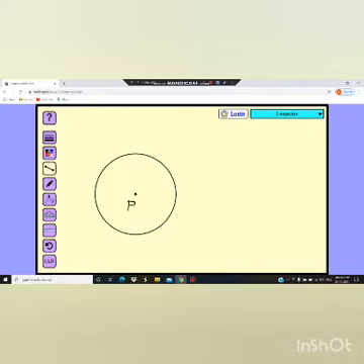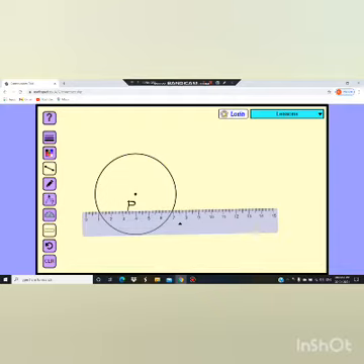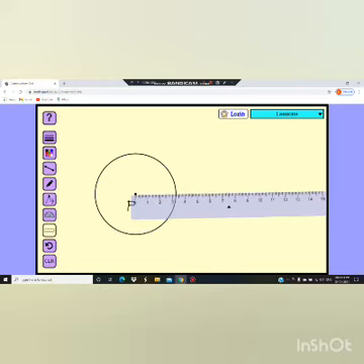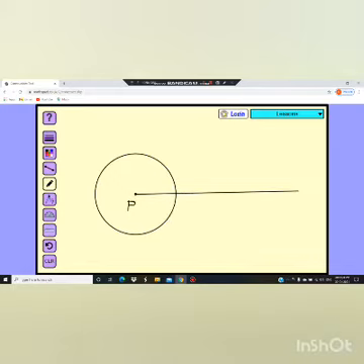Now draw one ray passing through the point P. In any direction you can draw it. Now I am drawing it here, and on the other end show the arrow. Now what is given? The point M is on the circle. So name that point as M. Through M we have to draw a tangent.